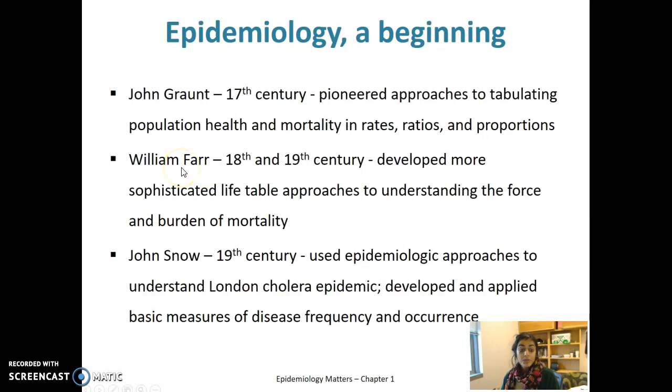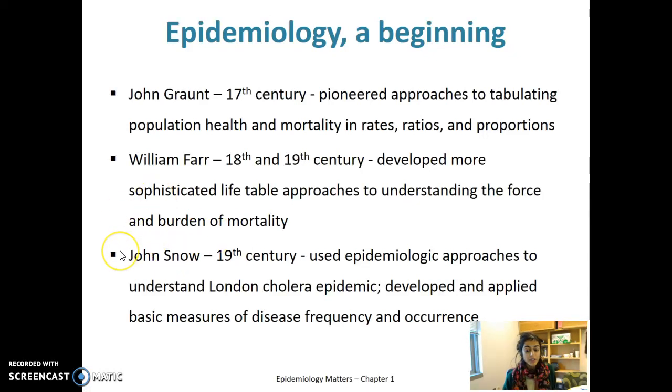So he developed more sophisticated life table approaches, and if you remember demography, the demographic transition, demographic tables. Life tables are a big part of demography and understanding the force and burden of mortality. So life tables, if you can imagine, are really looking at births and deaths in a population.